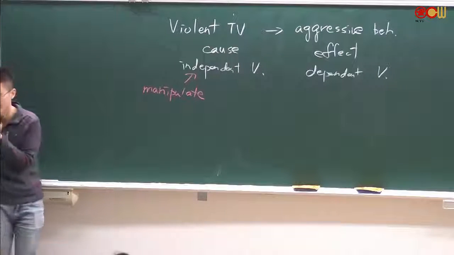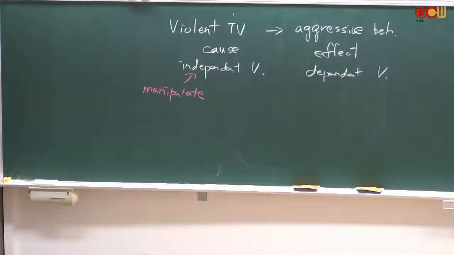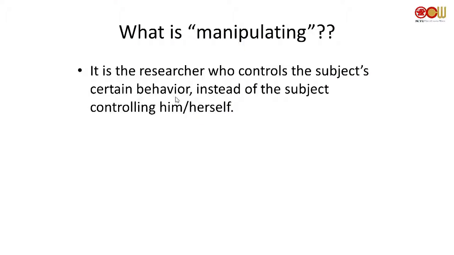What is manipulation? Okay. In day-to-day life, when we are talking about manipulation, it doesn't sound good. Someone is manipulative. What is manipulative? It means that someone has been trained to control or change other people. The same definition for manipulation is also used in psychology. When you are manipulating something, you are controlling or changing other people's behaviors or thoughts. So in manipulating, it is the researcher, you, who controls the subject's certain behavior instead of the subject controlling him or herself.